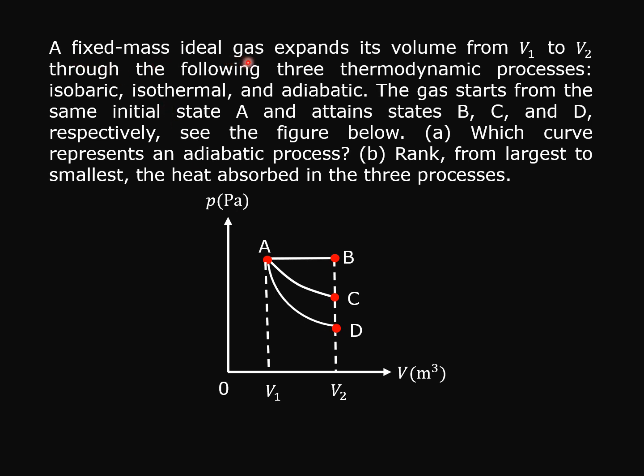A fixed mass ideal gas expands its volume from V1 to V2 through the following three thermodynamic processes: isobaric, isothermal, and adiabatic. The gas starts from the same initial state A and attains states B, C, and D respectively. See the figure below. A. Which curve represents an adiabatic process?